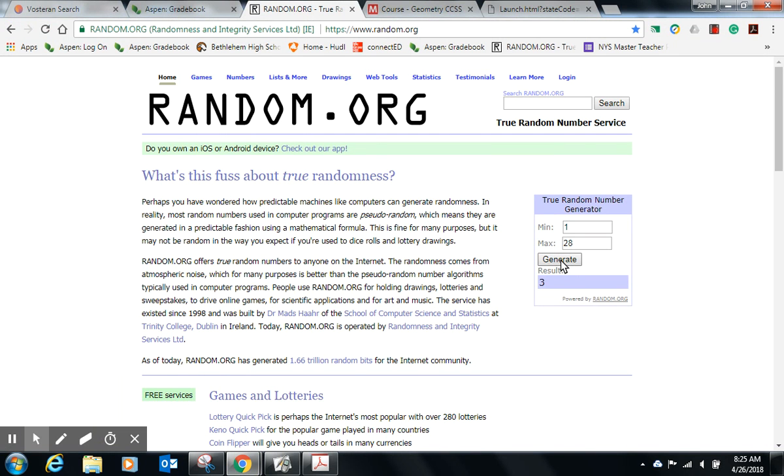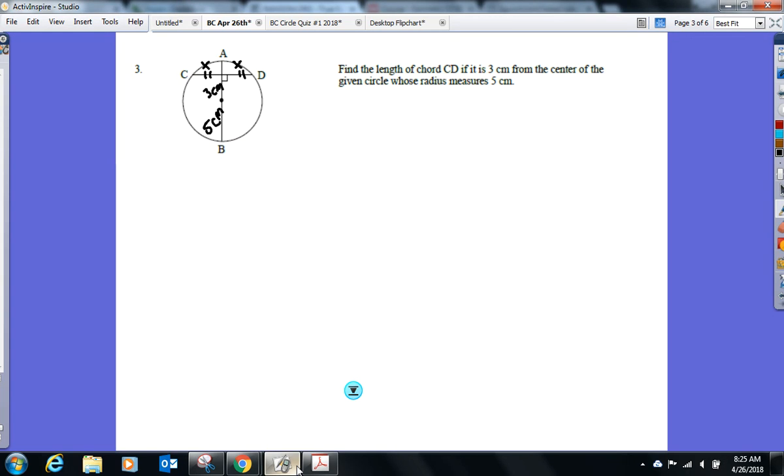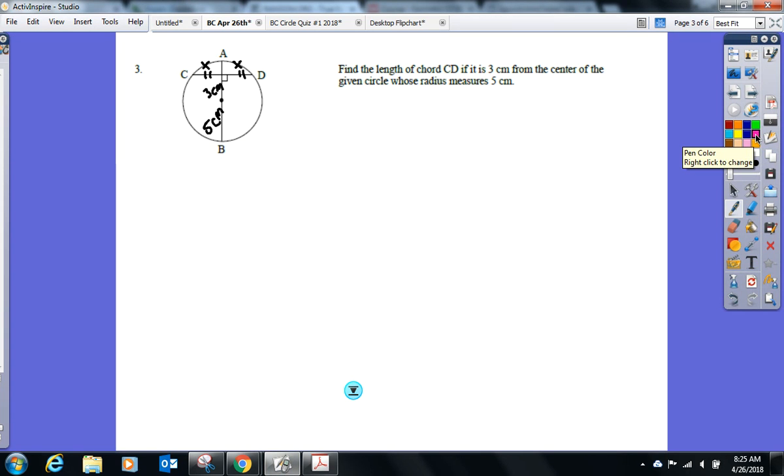Number 3, name a chord up here. Just name it with the letters. Name one chord in the diagram. Oh, AB. It's a diameter, so it's also a chord.